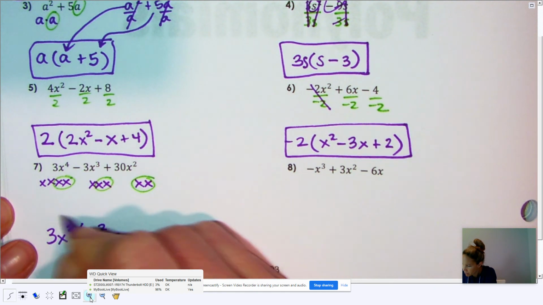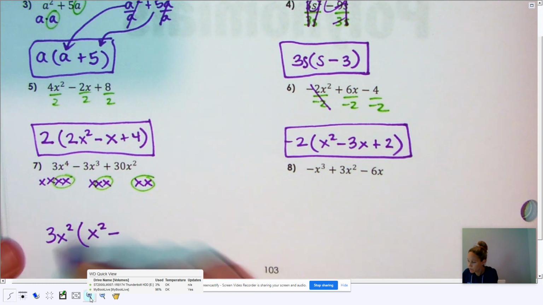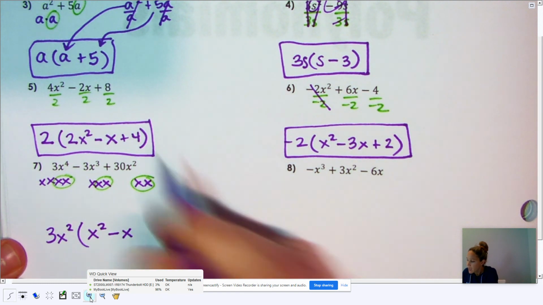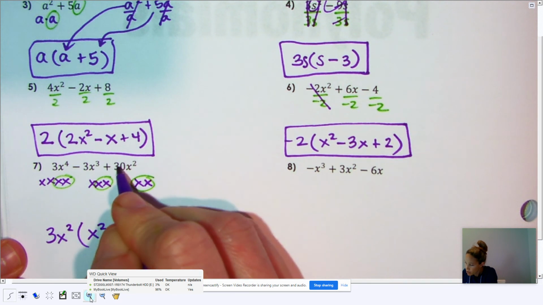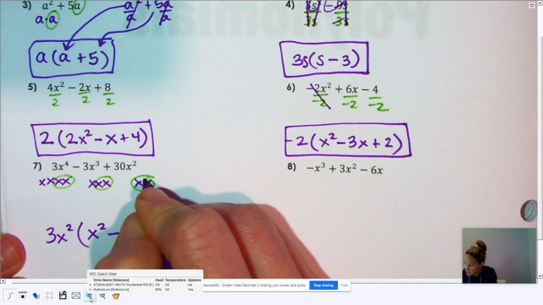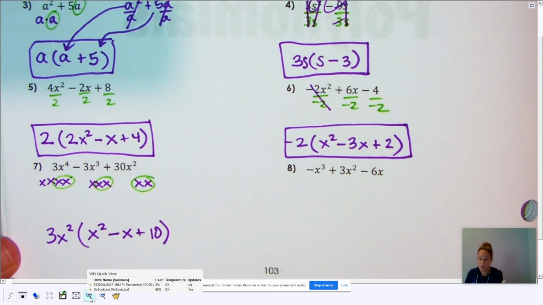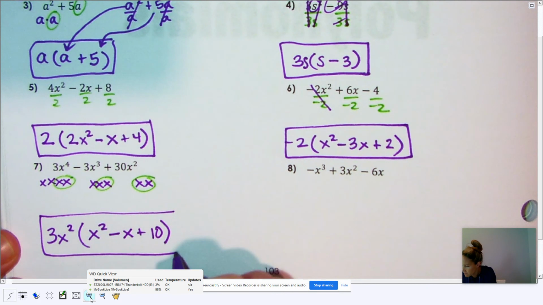And 3 divided by 3 is 1, which again, I don't have to write. I had 3 x's. I'm pulling out 2 of them, so I've just got 1 left. And then I have 30 divided by 3, which is 10. I had 2 x's, and I'm pulling both of them out, so I don't write any other x's in there. So that is our final answer on number 7.